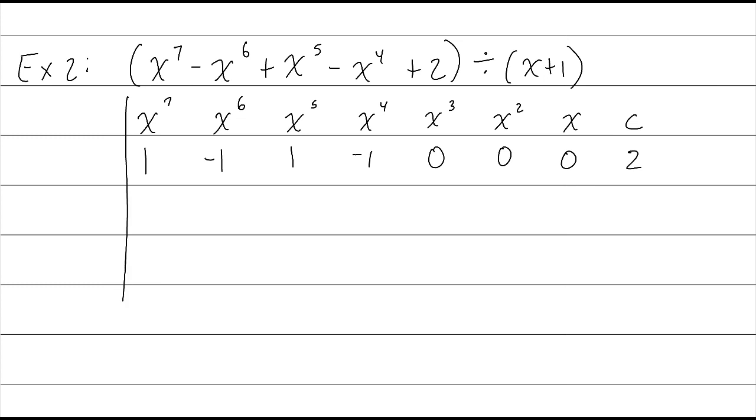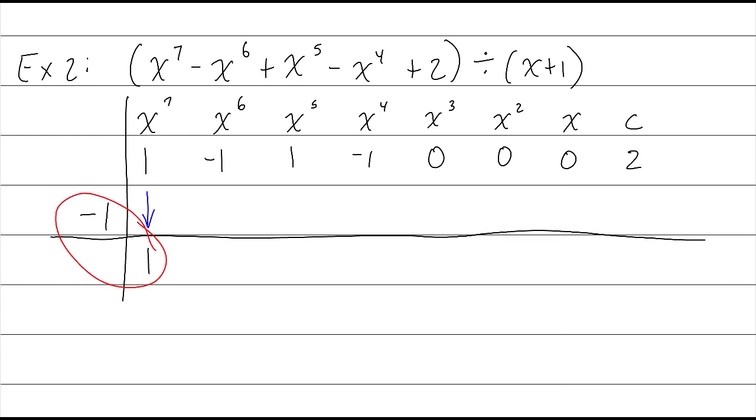Okay, and then I will skip a line. And opposite of plus 1 is negative 1. So over here, I'm going to write negative 1. All right, that's the number I'm going to use to multiply. And yeah, let's see how we do. So we drop down the first number, 1. And then multiply. Negative 1 times 1 is negative 1. Up and to the right, negative 1.